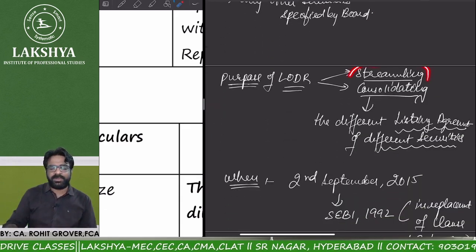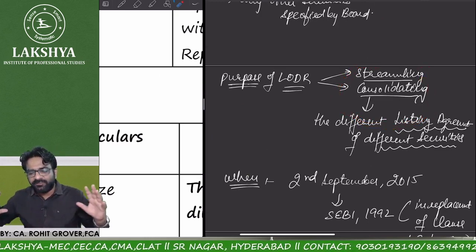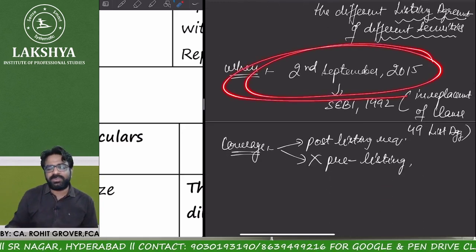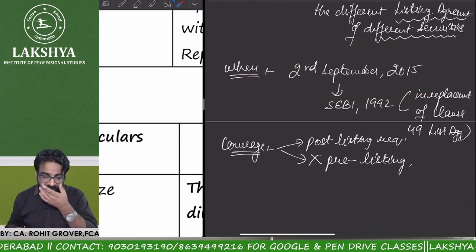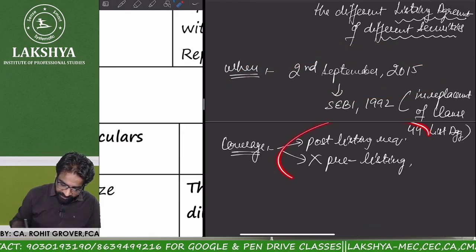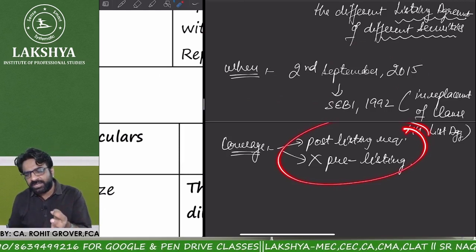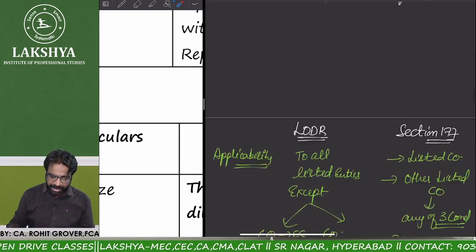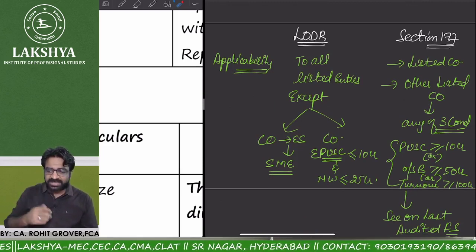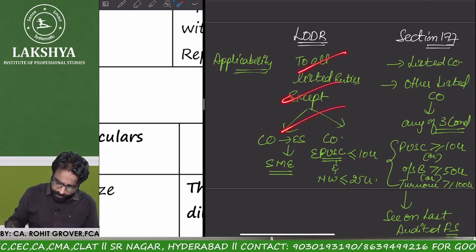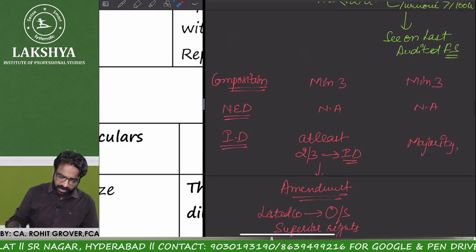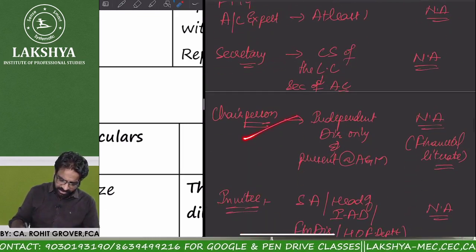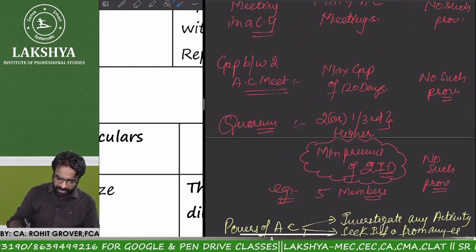Next one, what is the purpose? The purpose, as I already told you, is to streamline and consolidate the various listing agreements of the various different securities. Next one, when did it come into the picture? It came on 2nd September 2015, replacing clause 49 of the listing agreements. Next one, what is the coverage? It covers the post-listing requirements only. Pre-listing requirements are not covered here, because once you become a listed company, then only LODR regulations are applicable to you. Then next point, LODR and Section 177 differences, where we have understood so many differences relating to composition, non-executive directors, independent directors, financial literacy, experts, secretary, chairperson, invitee, how many meetings, what is the gap, and what is the quorum, right?